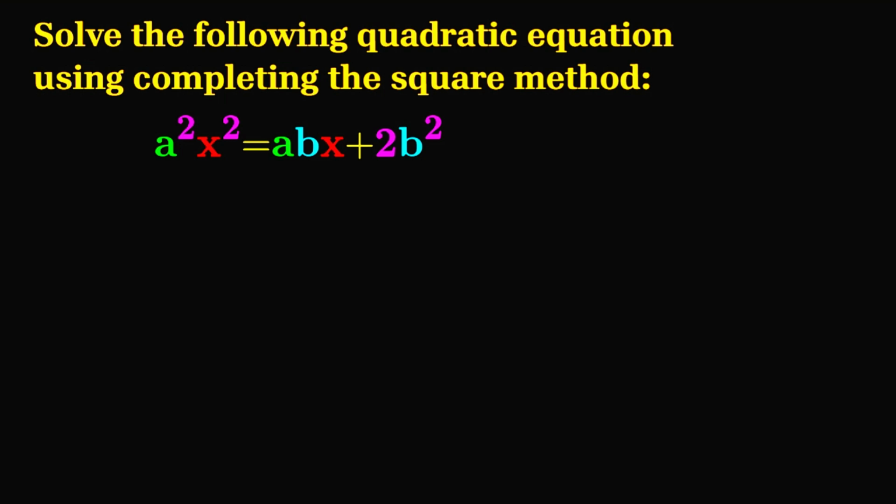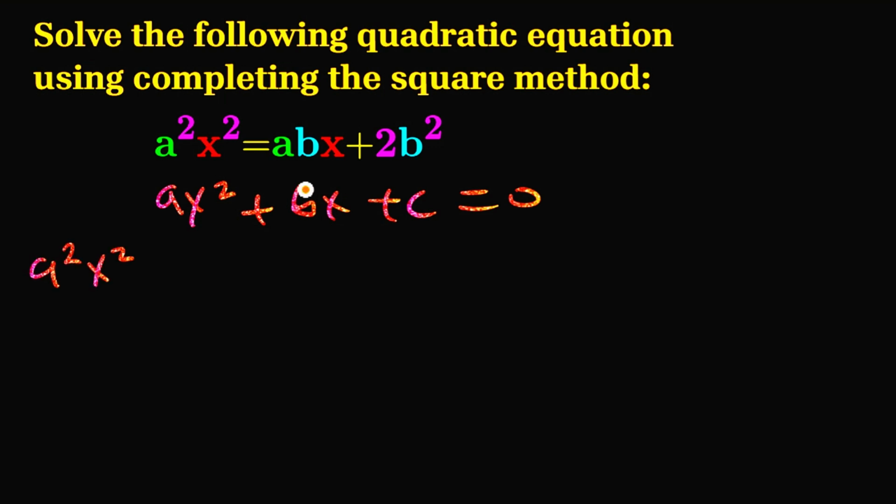So before we do anything about completing the square method, we have to write the equation in standard form, that is in the form ax squared plus bx plus c equals 0. So let us do that. So we have a squared x squared, then we take the others to the left, so they will be negative abx minus 2b squared is equal to 0. So now let us go to the method that is completing the square.